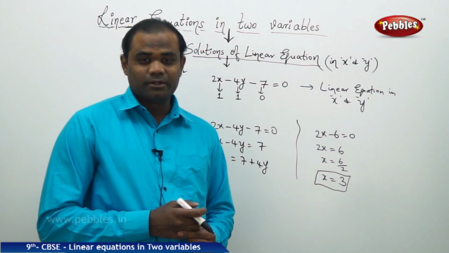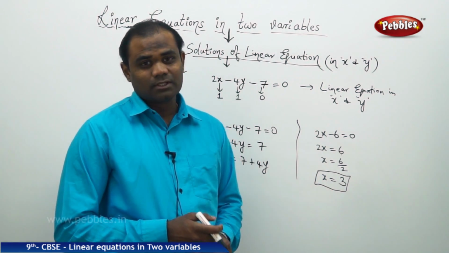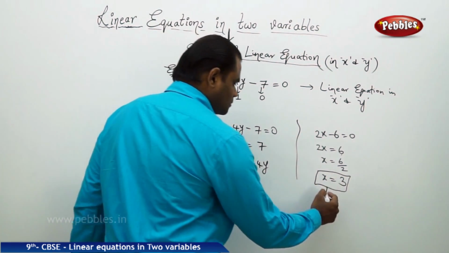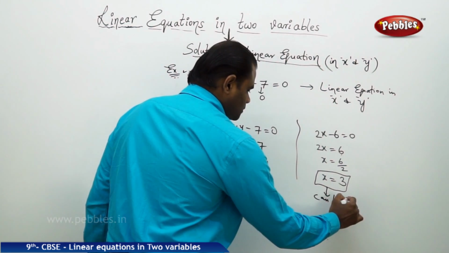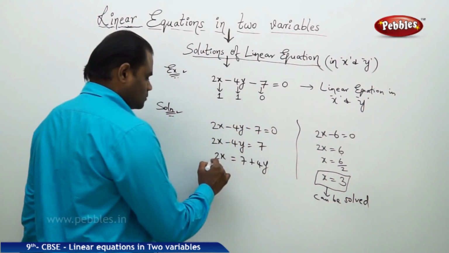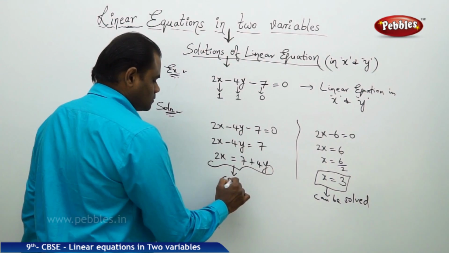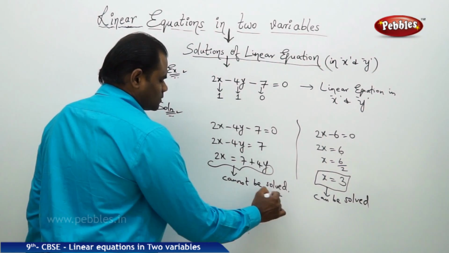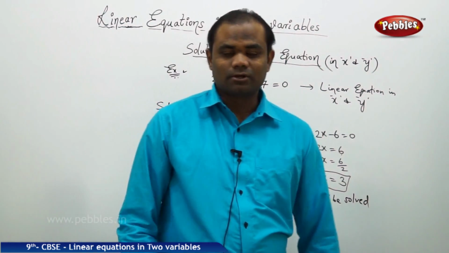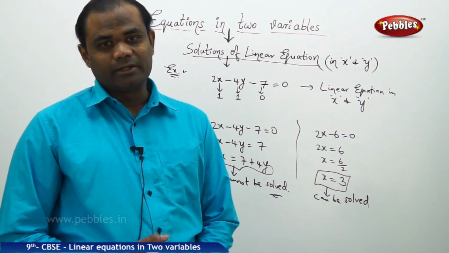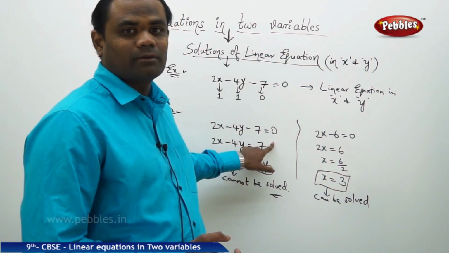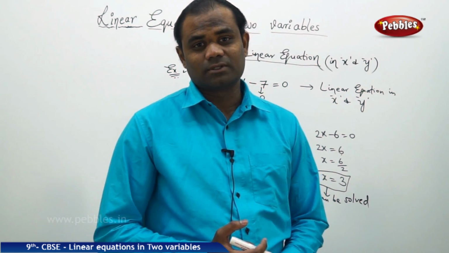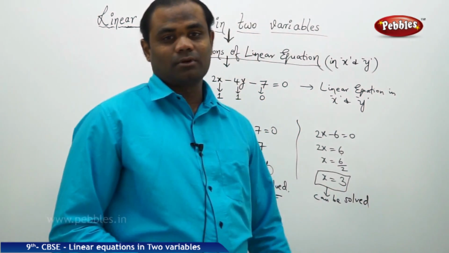Linear equation in two variables x and y cannot be solved as we can solve a linear equation in one variable x. So let's see what the limitations are in solving a linear equation in two variables x and y, unlike the linear equation in one variable x, which can be solved by a simple mathematical process.